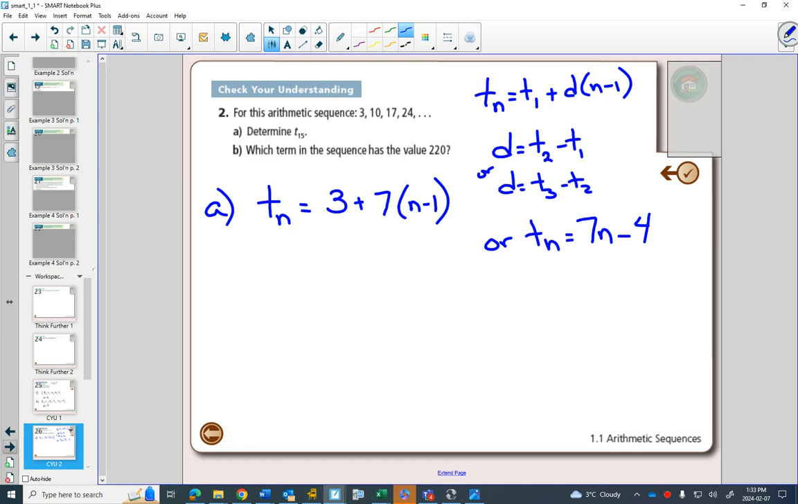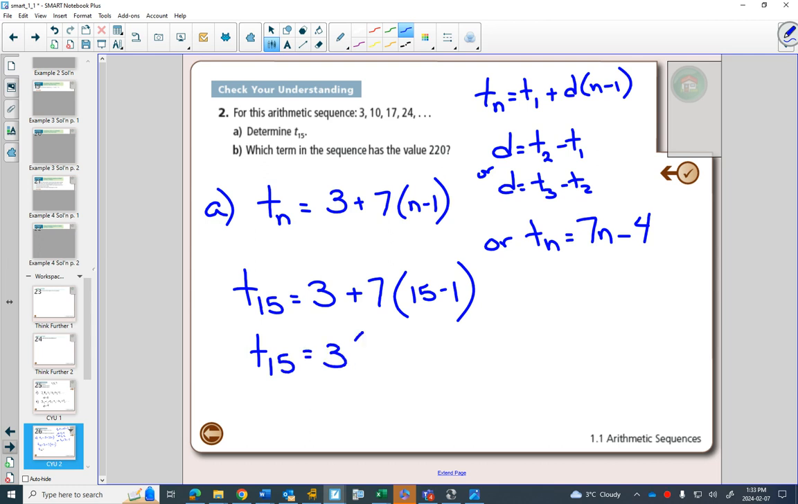Now, if you want to find term 15, that's telling you that we're replacing the n with 15. So I could go to the formula and replace the n with 15, and then it's just order of operations. Term 15 equals 3 plus 7 times 14. 7 times 14, 98 plus 3 is 101.